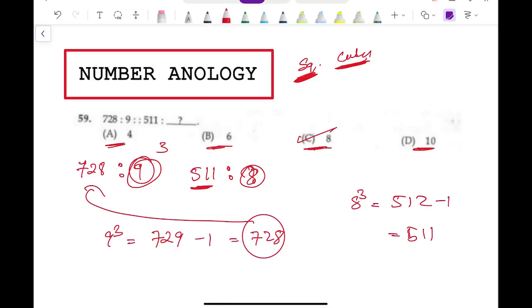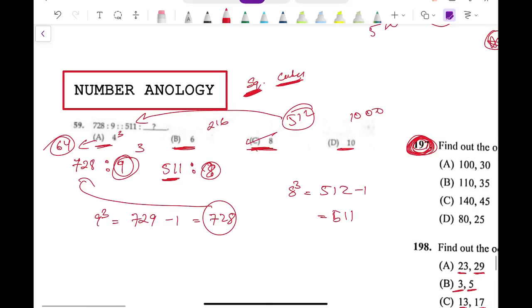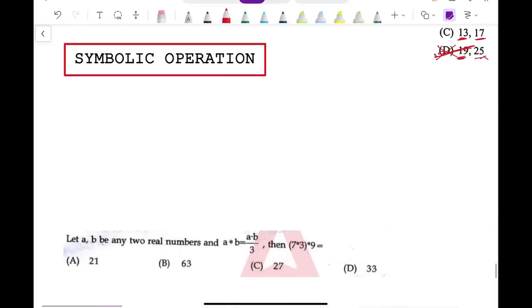Okay, you can check for 4 square, you can check for 6 square, you can check for 8 square. So let's say if I check for 4 cube, it is 64. What about 6 cube? It is 216. What about 8 cube? 512. What about 10 cube? It is 1000. Just by looking at the options, just by cubing the terms, we see this one related to this one. So that's how we find. Okay, so you just check the options, then you will get the answer.